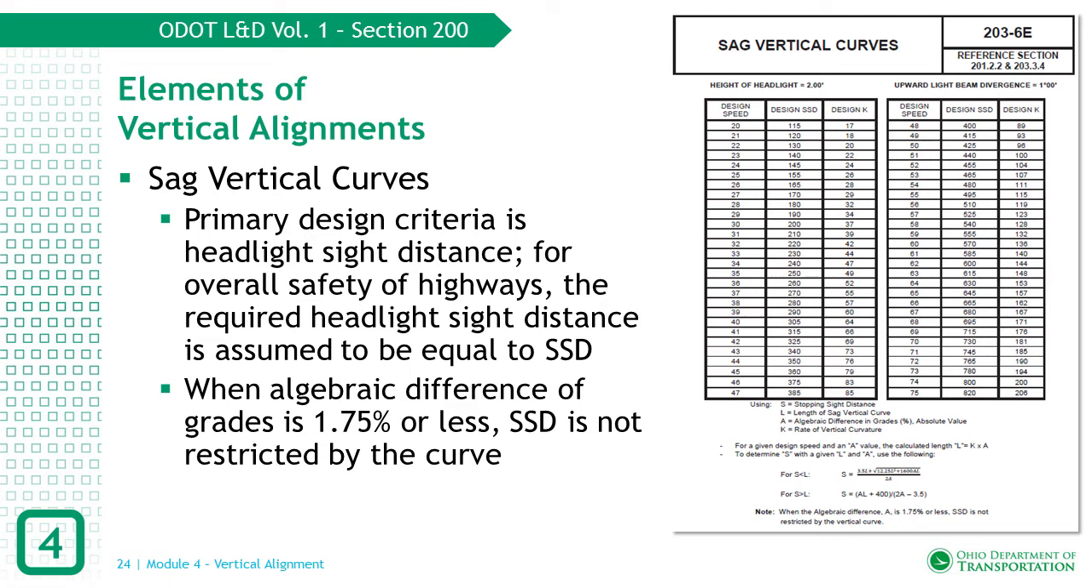For overall highway safety, the sag vertical curve should be long enough so that the light beam distance is nearly the same as the stopping sight distance. Solve the minimum lengths for sag vertical curves like how it was done for crest vertical curves. Figure 203-6 shows how to get the appropriate K value for a given design speed for sag vertical curves. Identify the algebraic difference, A, for the two grades that create the sag curve. When the algebraic difference of the grade is 1.75% or less, the stopping sight distance is not restricted by the curve because the curve is flat enough to not impede the headlight beam using the 1 degree divergence angle.